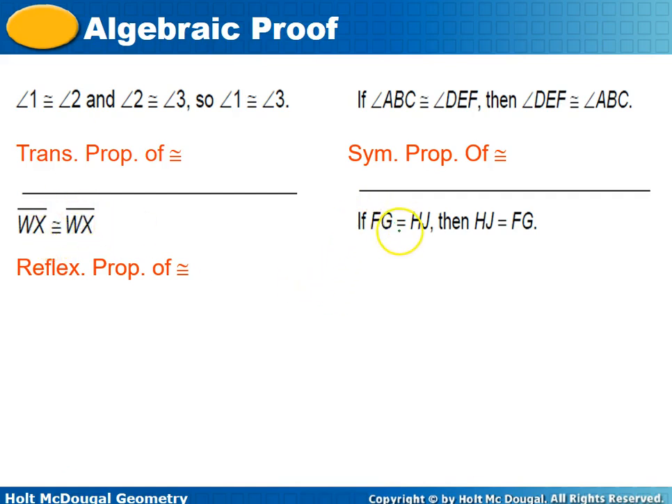And then we have if FG is equal to HJ, then HJ is equal to FG. This is going to be, again, the symmetric property of equality and equality because of that equal sign right there.